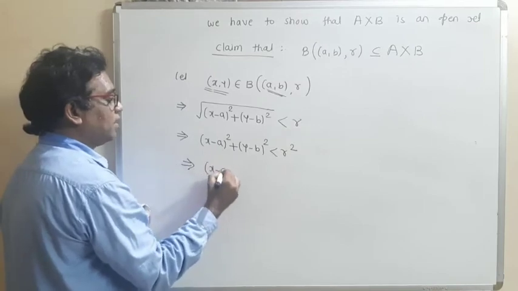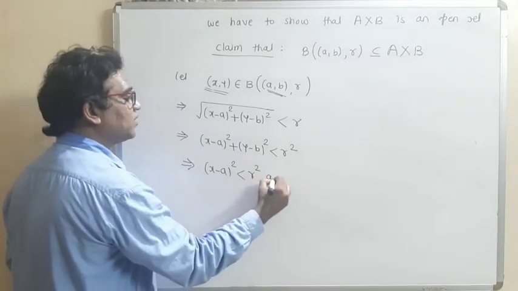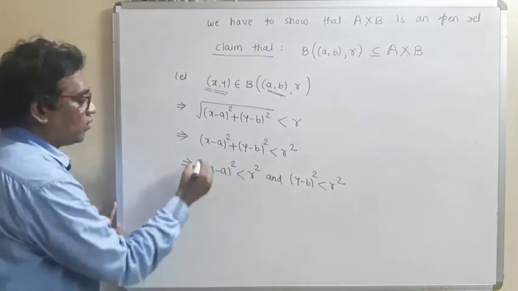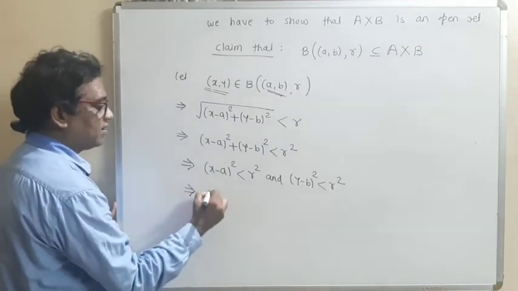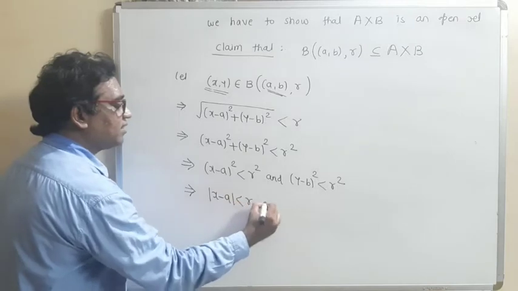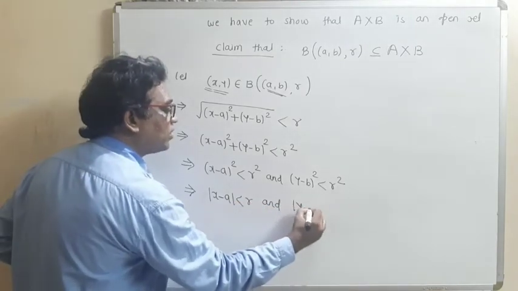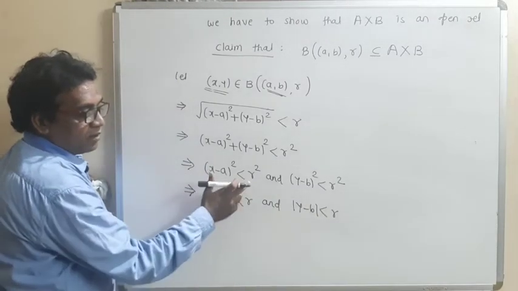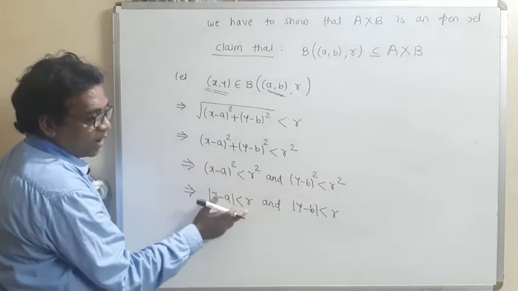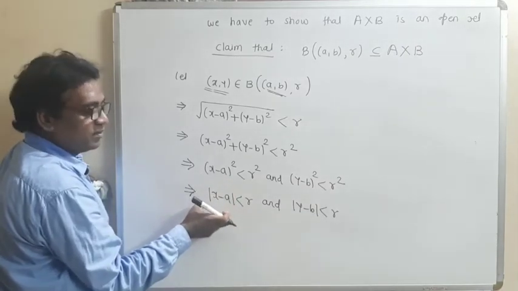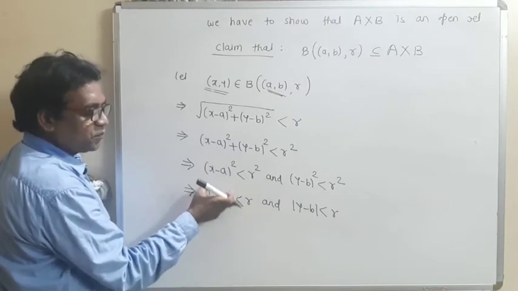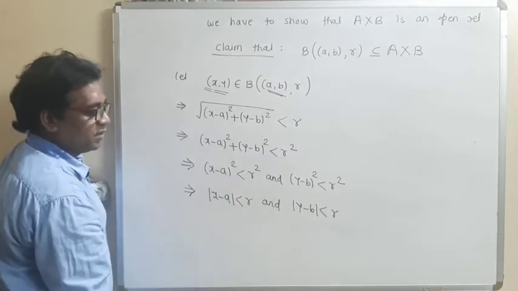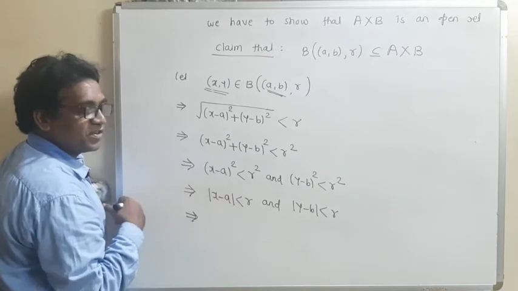Just separate the terms. (x minus a) bracket square is less than R square, and (y minus b) bracket square is less than R square. Now taking the positive square root, this implies that modulus of x minus a is less than R, and modulus of y minus b is less than R. Square root of R square is R, and for the other quantity just take the positive square root, so just put the modulus sign. So modulus of x minus a is less than R, and modulus of y minus b is less than R.